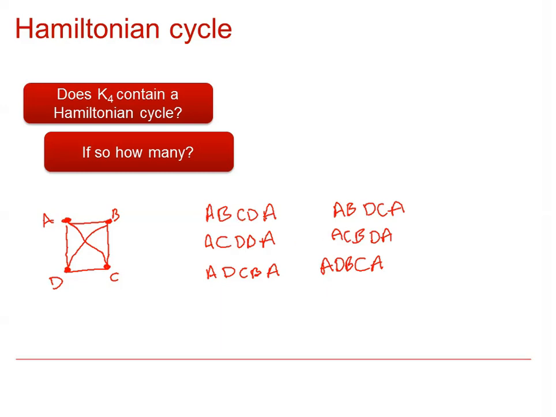So if we look at A, B, C, D, A, that's actually A, D, C, B, A in reverse. So this one here and this one here are the same. One is just the reverse of the other. And then we've got A, B, D, C, A is the same. So these two are just the reverse of each other. And if you look closely, these two are clearly the reverse of each other as well. So yes, there are Hamiltonian cycles, and there are 3 unique cycles.